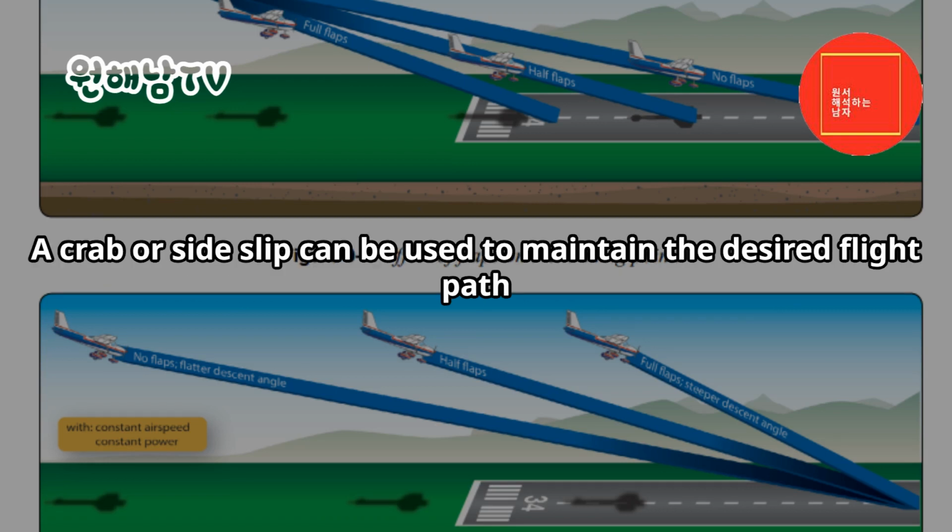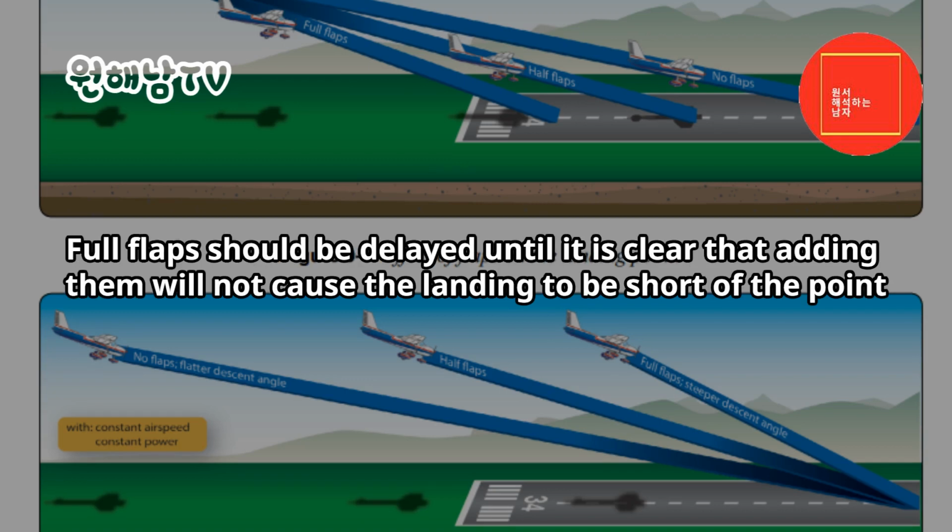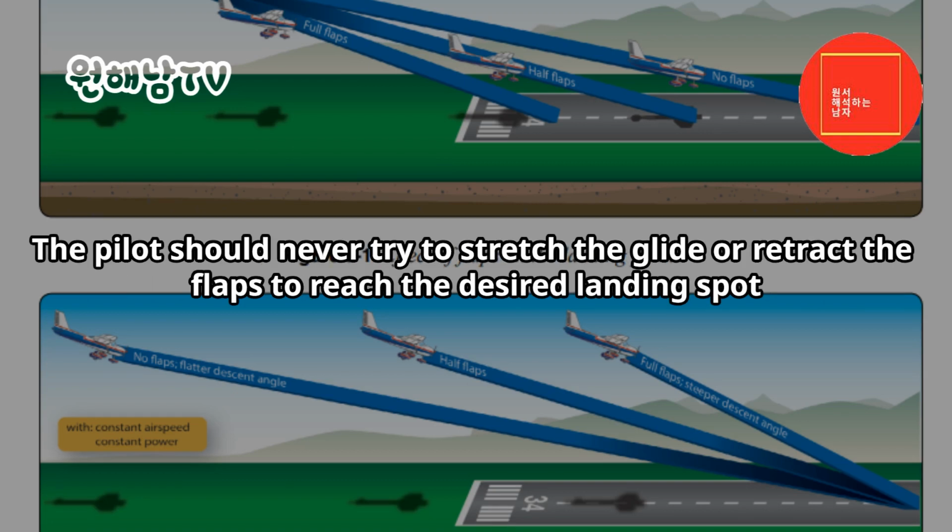A crab or side slip can be used to maintain the desired flight path. A forward slip may be used momentarily to steepen the descent without changing the airspeed. Full flaps should be delayed until it is clear that adding them will not cause the landing to be short of the point. The pilot should never try to stretch the glide or retract the flaps to reach the desired landing spot.